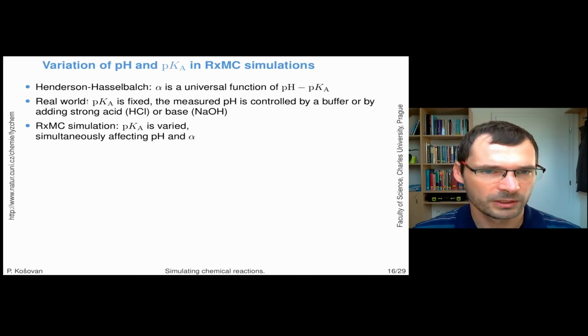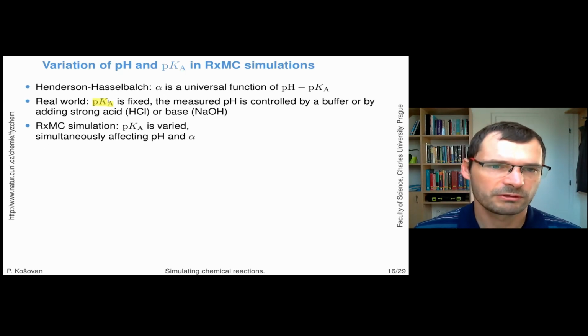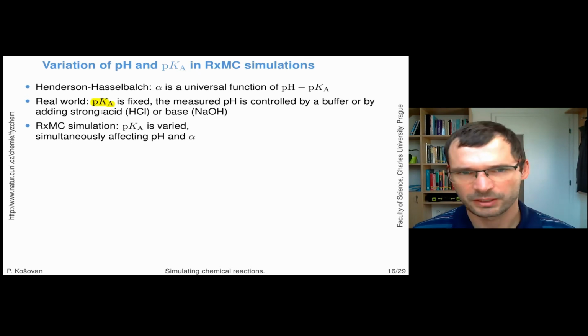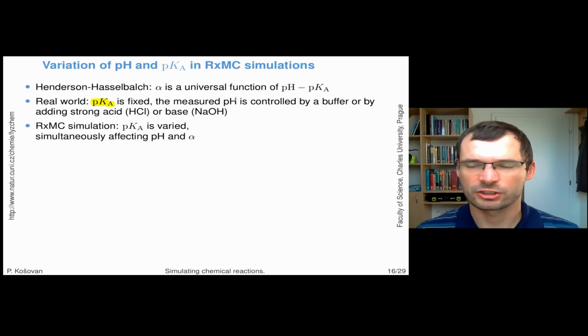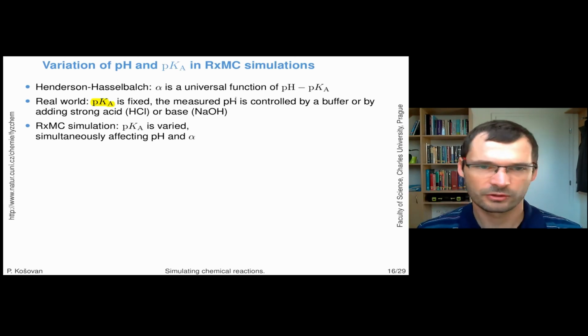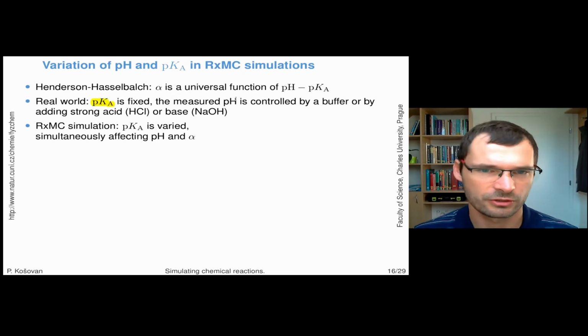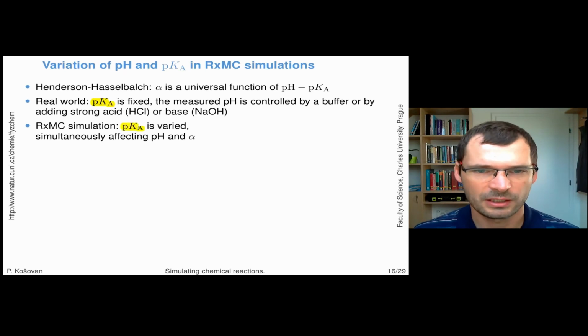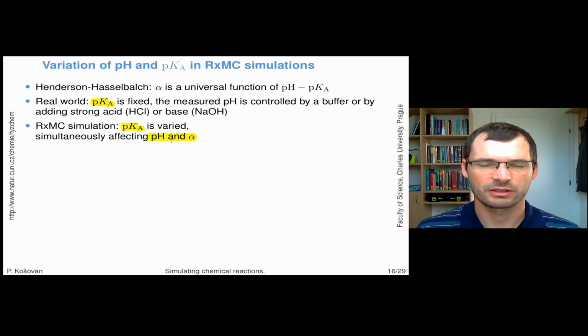In the real world, what we could do is that we would fix the acidity constant by fixing the pKa by using one polymer, and we would measure the pH, which is controlled by a buffer or by adding a strong acid or a strong base. In the reaction ensemble simulation, we are actually varying the pKa because we cannot set the pH, and this variation of pKa affects both pH and ionization degree, which are our inputs.